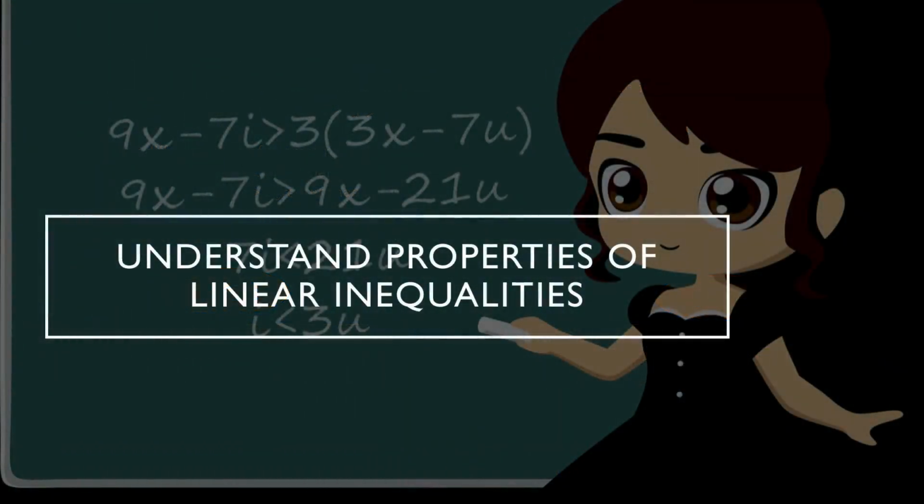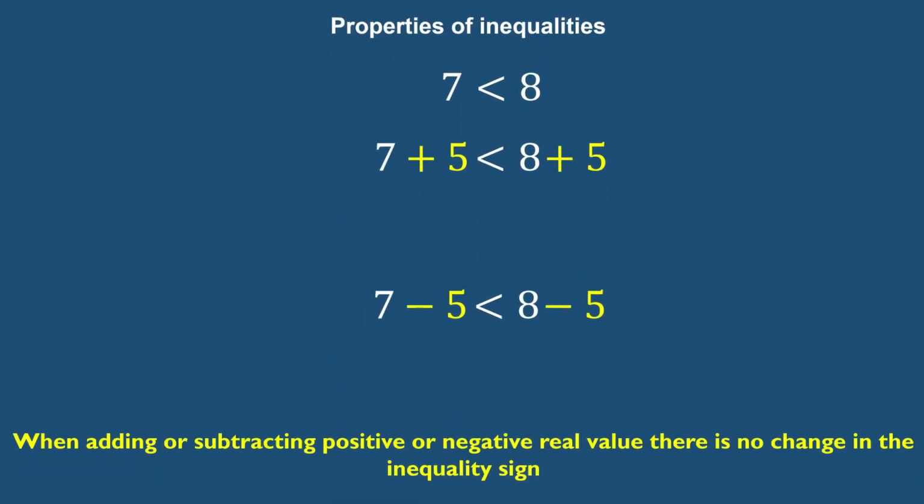Now let's understand the properties of linear inequalities. Let's take an example. 7 is less than 8. If we add 5 to both sides, 7 plus 5 will be 12 and 8 plus 5 will be 13. 12 is less than 13. Likewise, if we subtract 5 from both sides, 7 minus 5 will be 2 and 8 minus 5 will be 3. 2 is less than 3. Here we can see if we add or subtract a real number from both sides of an inequality, there is no change in inequality sign.